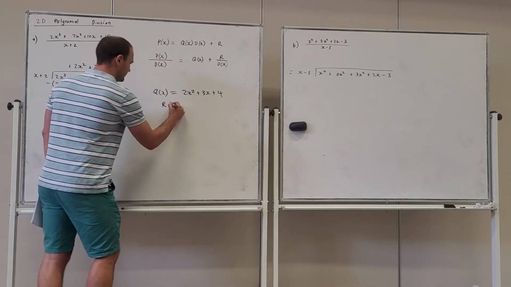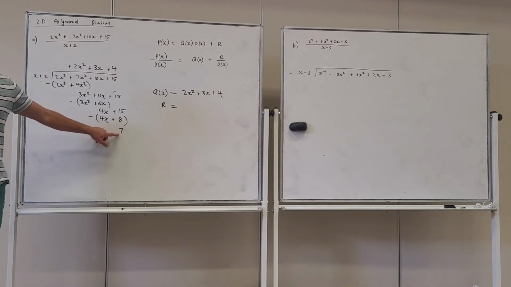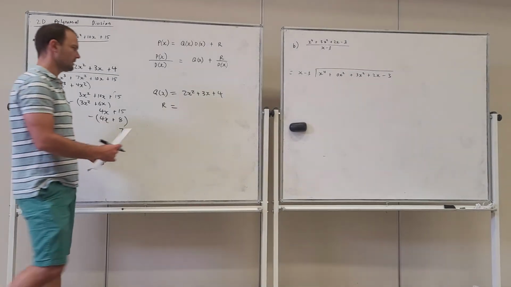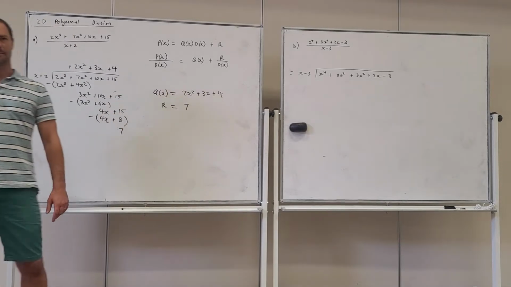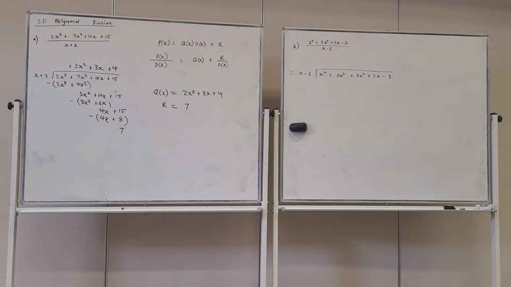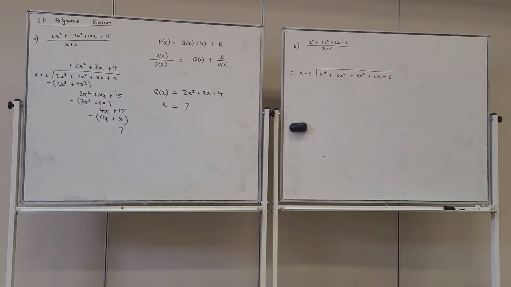And our remainder is 7. That's what we've got left over. Okay? So we've determined our quotient and we've determined our remainder. Now, one way we can check our answer is using our graphing software.